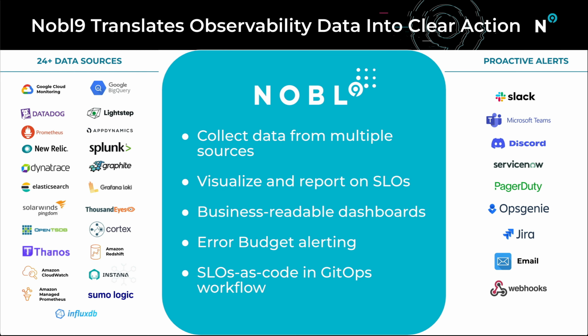Noble9 is a comprehensive reliability management platform. It collects data from a variety of data sources, calculates SLOs on it, and then allows users to visualize that data and report on that data with business-facing dashboards, error budget alerting to a variety of destinations useful for several different SLO use cases, and it allows users to manage SLOs as code in a GitOps workflow that's really consistent with a modern technology stack.